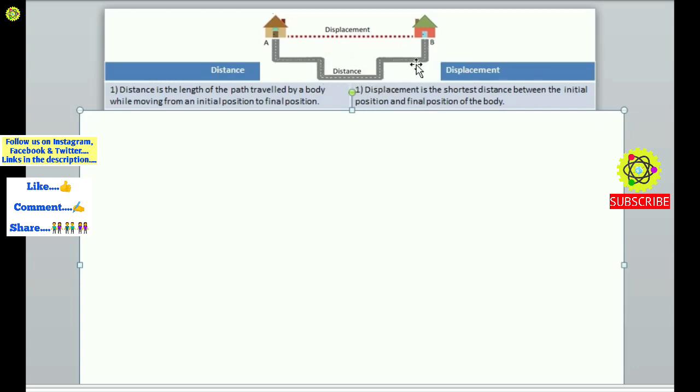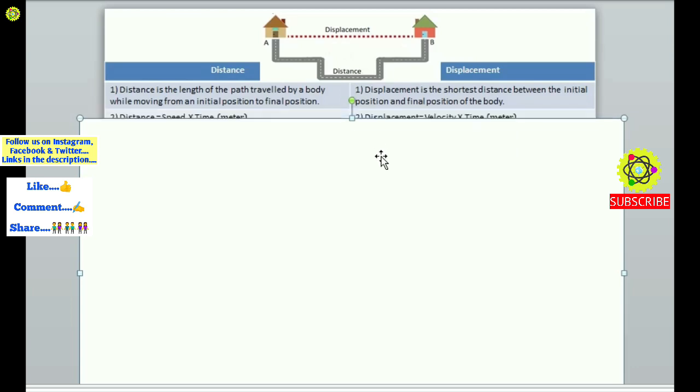This gray color road is called distance. Now see here again, this is the displacement which is shown by the dotted red line between house A and house B. This is the shortest distance between the initial and final position of the body. So displacement is the shortest distance between the initial position and final position of the body, as we can see in the diagram.